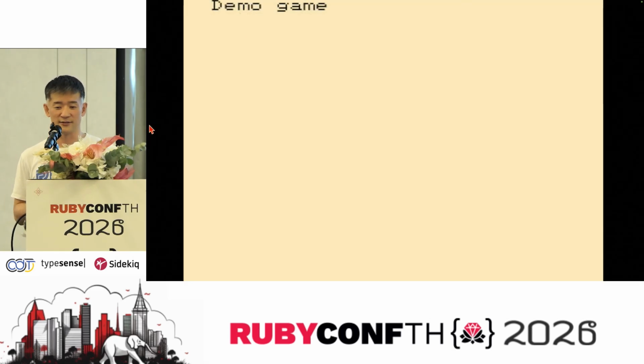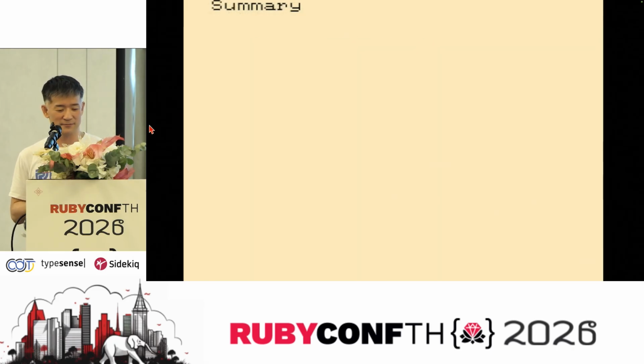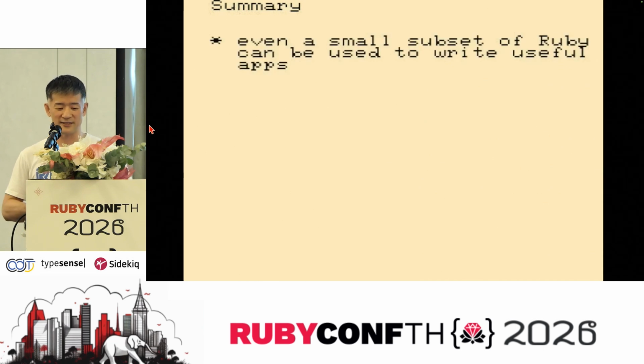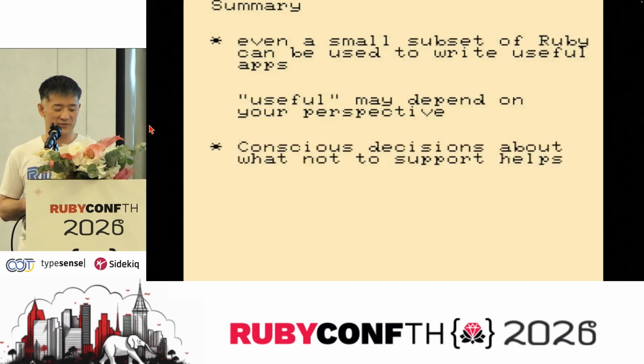And I would like to conclude this session with a demo game, but I have to turn off this presentation and go into the demo game program. Before that, I would like to share the summary of this presentation with you. Summary: even a small subset of Ruby can be used to write useful apps. But useful depends on your perspective. Yet I would argue this presentation app is useful. And also, conscious decisions about what not to support are quite important.